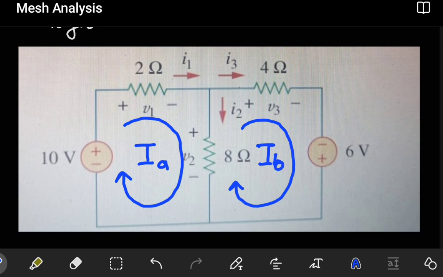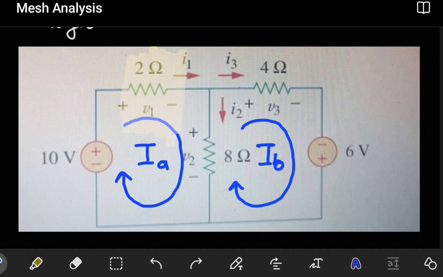Now, how does the individual current I1 relate to my mesh currents? All I have to do is come to where that current is passing, I1. Not the mesh current, just the current I1, it's passing in this branch. So which mesh current affects that branch? Clearly, the mesh current that affects this branch is just this mesh current IA.